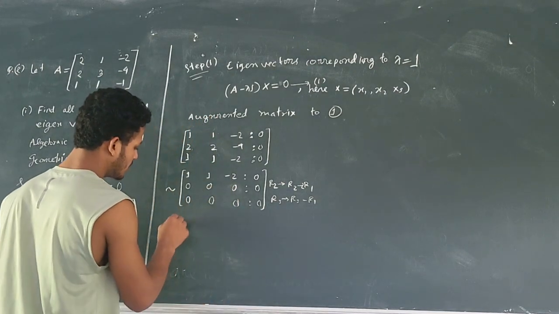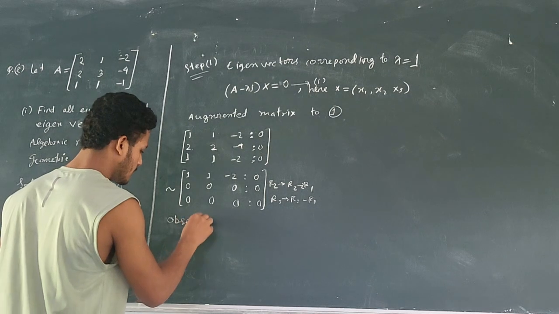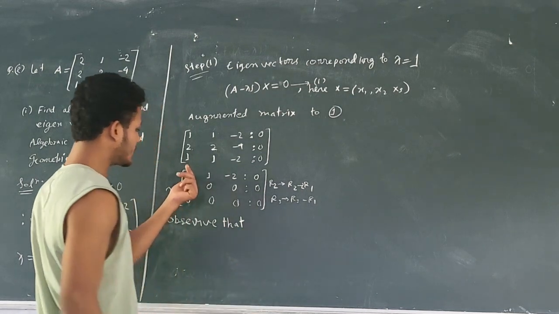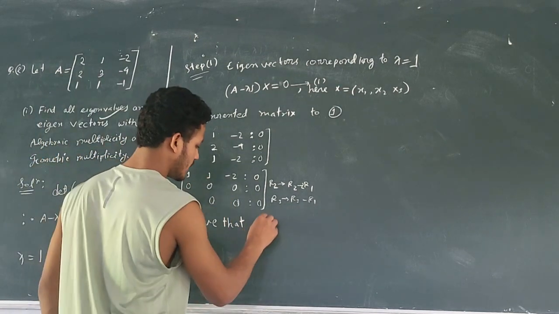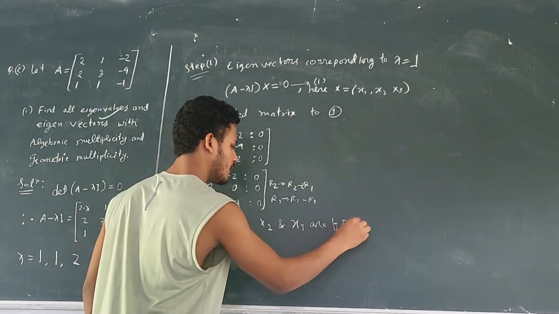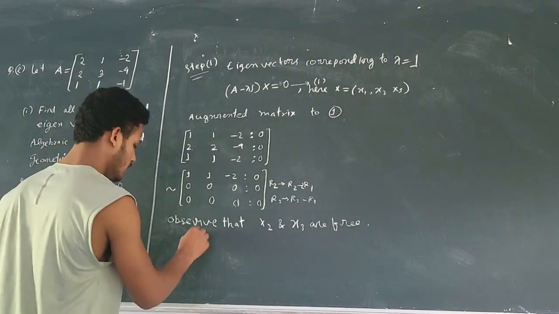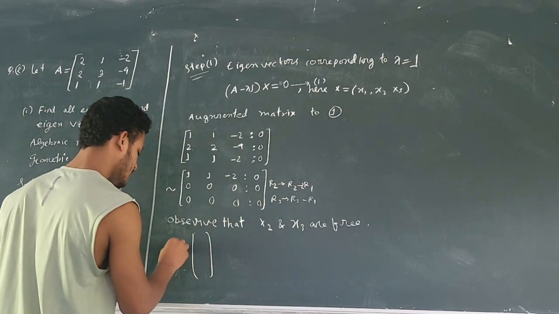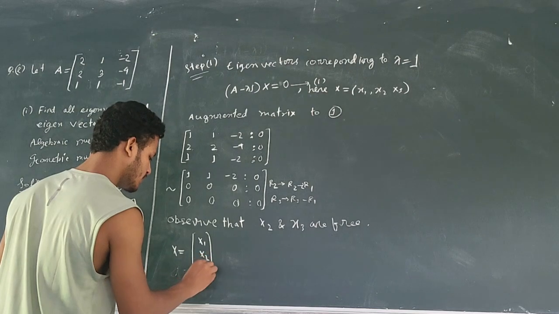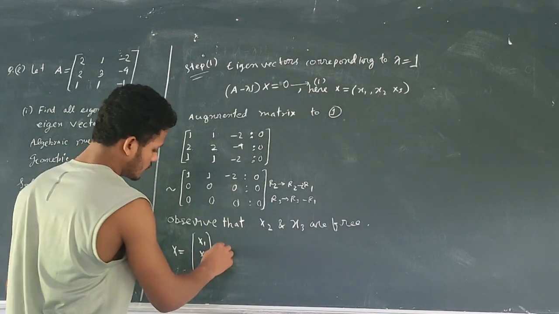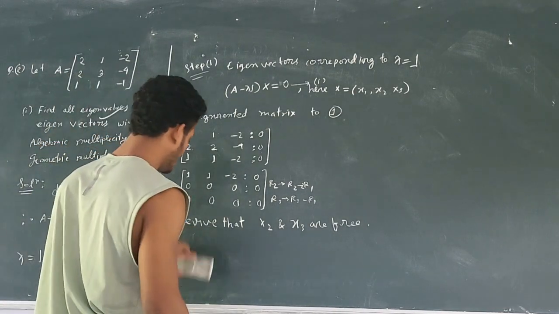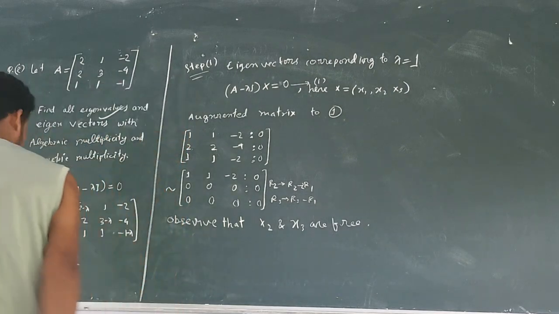Now look, observe that x1, x2, x3. X2 and x3 are 3. So x is equal to x1, x2 and x3. So this is equal. Now you have to write. Okay. Now we can find the eigenspace.